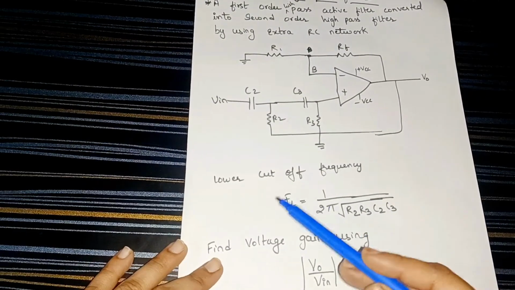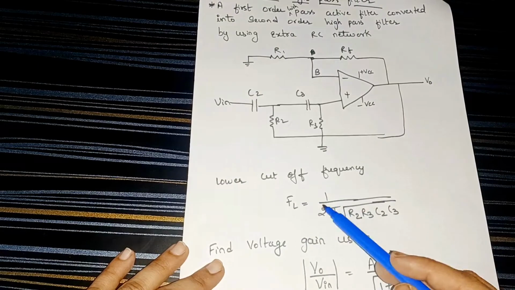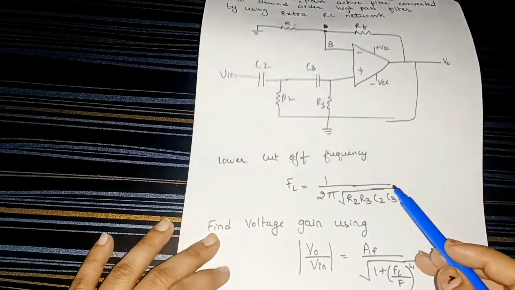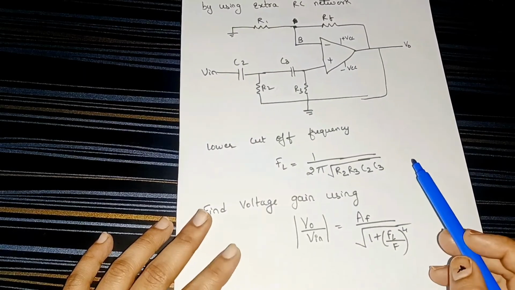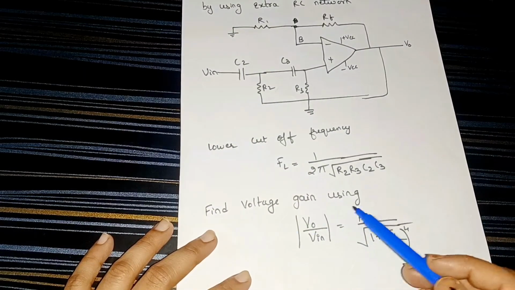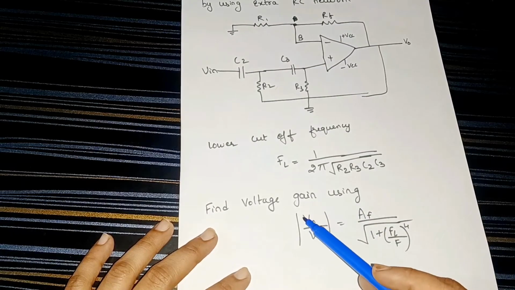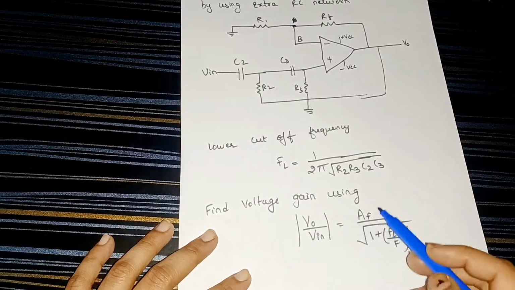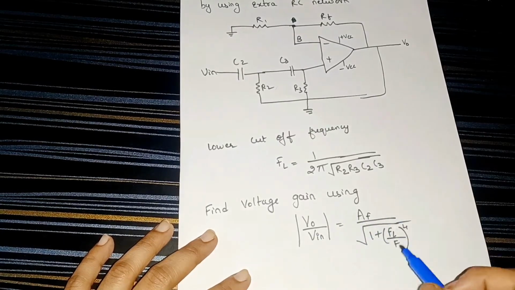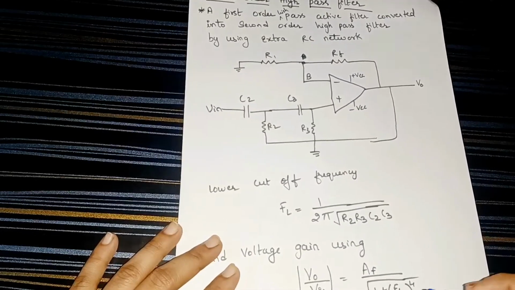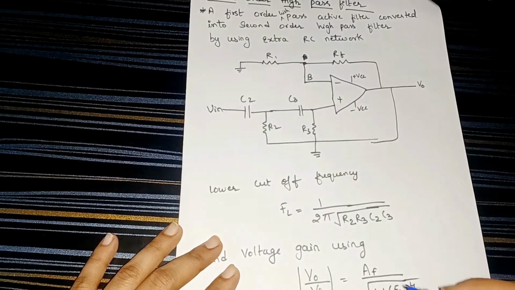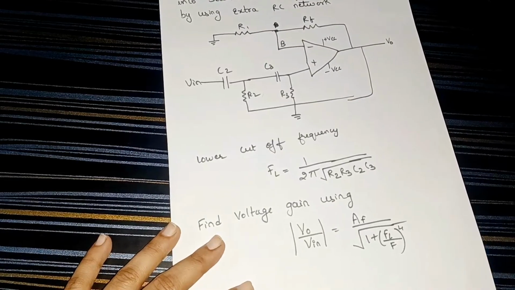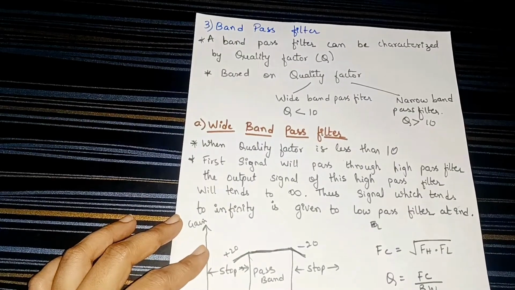So what are we getting? We are getting a similar cutoff frequency, that is 1 divided by 2 pi root of R2 R3 C2 C3. Find the voltage gain: |V0| divided by V input equals the operational gain root of our FL. FL is nothing but our bandwidth we are getting at a low frequency, and F whole to the power of 4.